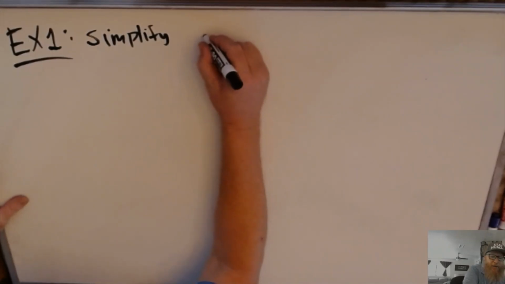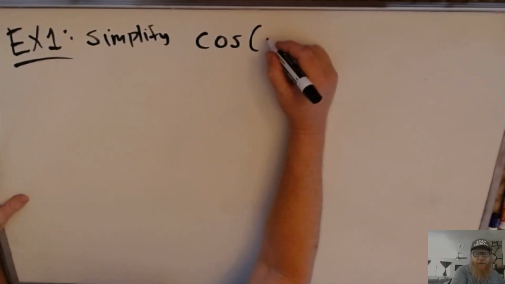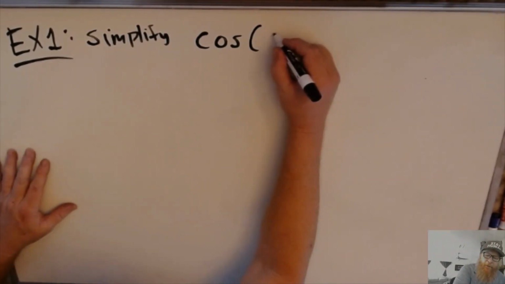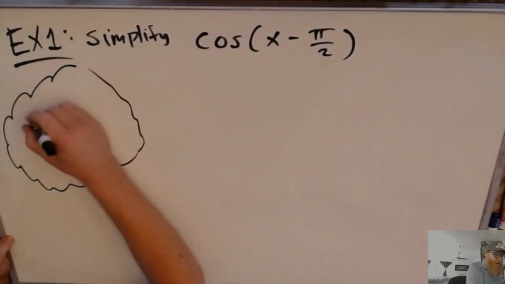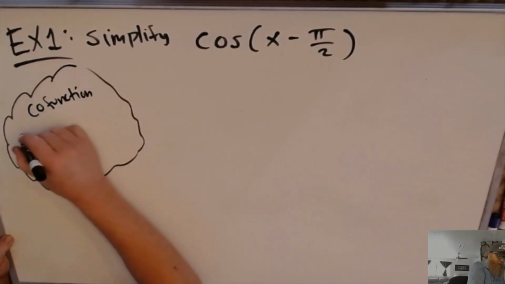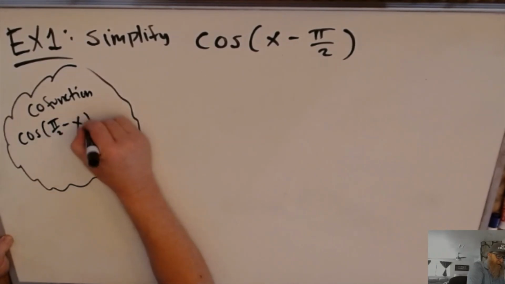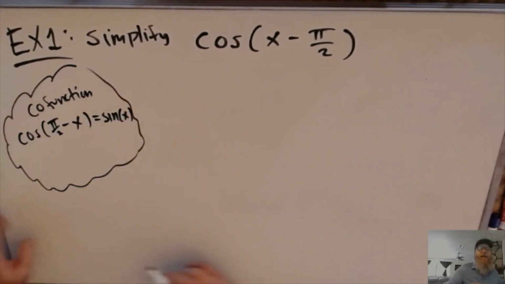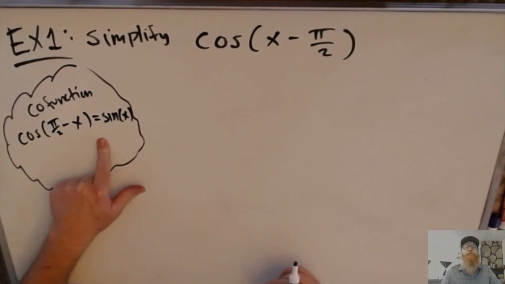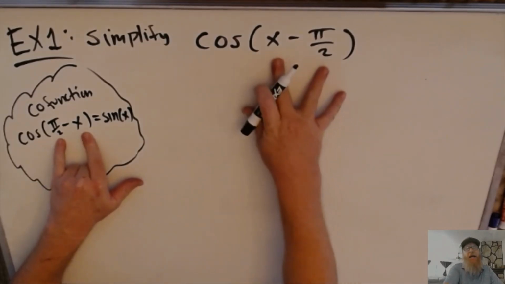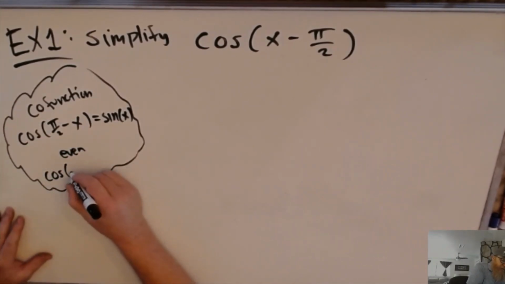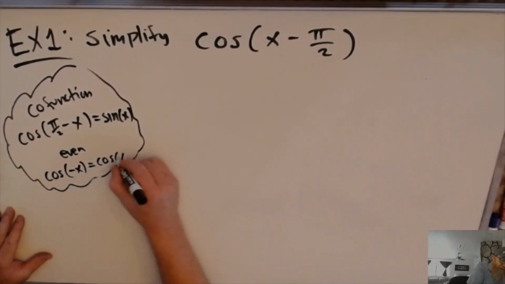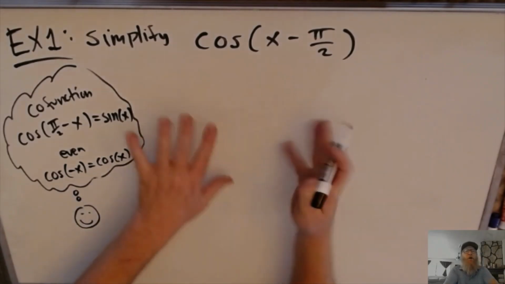So simplify cosine of x minus pi over 2. Right. So keep in mind what we already know. We have our cofunction, which means that cosine of pi over 2 minus x is equal to sine x. That was done in the last lesson. But it must be pi over 2 minus x, not x minus pi over 2. And then you have the even function, cosine of negative x is the same as cosine of x. So keep those two identities in mind while you're working this out.